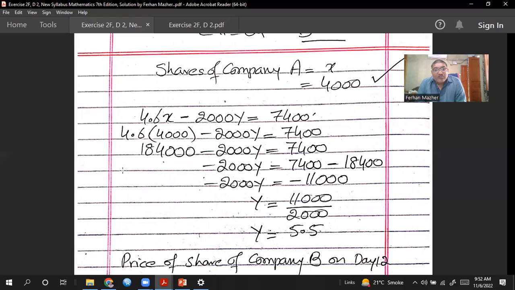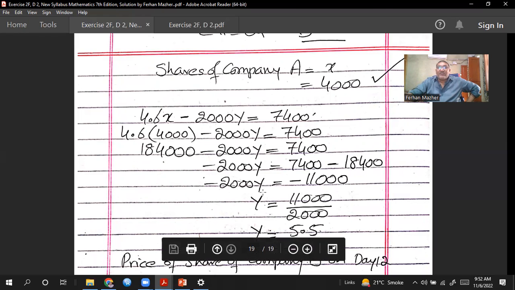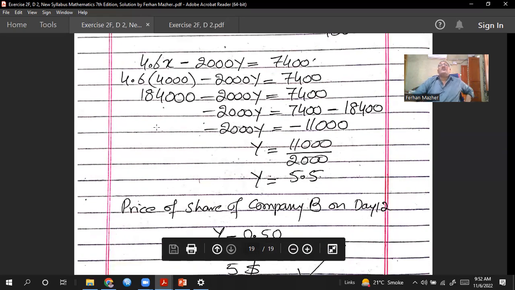So minus 2,000y equals 7,400 minus, sorry, I wrote an extra zero here. This zero is not here, okay? So it will be 18,400. When you subtract them, correct this mistake, this zero I wrote here by mistake. So minus 2,000y equals minus 11,000. Minus minus will cancel. So y will be 11,000 divided by 2,000.